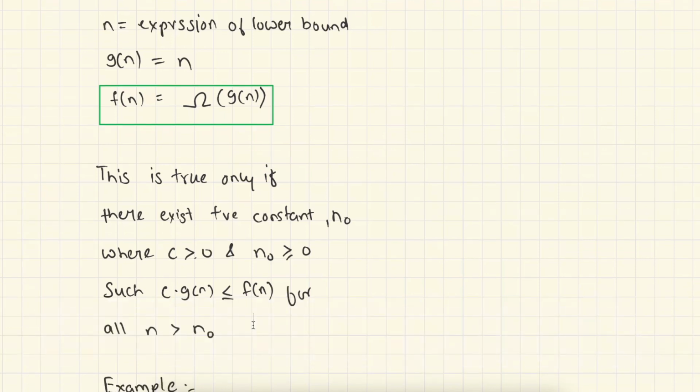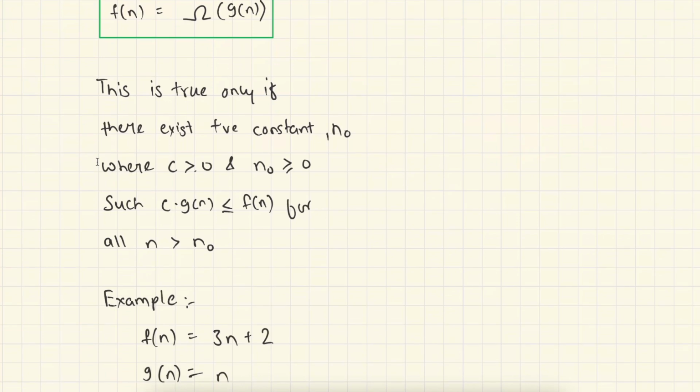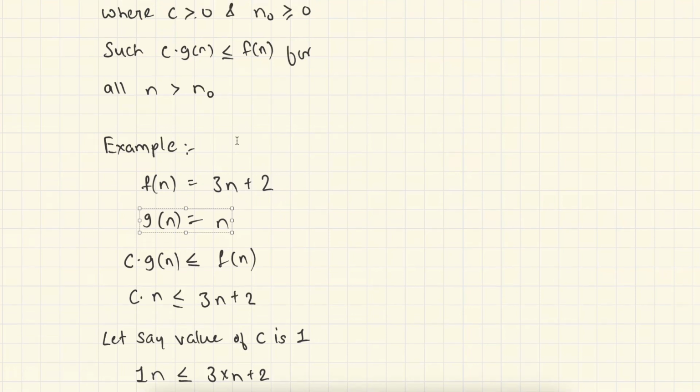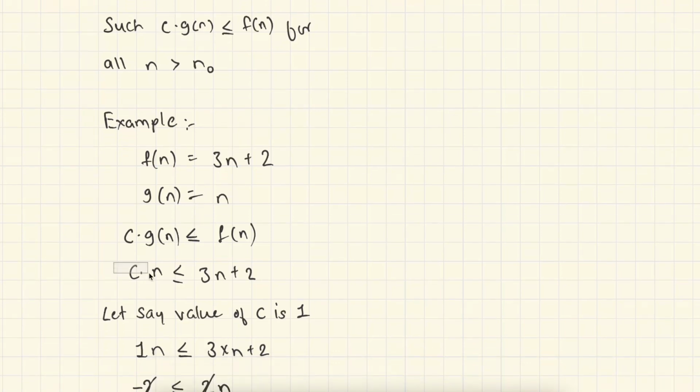So what does it mean? It means we can say that f of n is big omega of g of n only if this statement is satisfied. So basically we need to find the values of c and n naught. Let's see with an example. We have a function and the time taken by this function is 3n plus 2, and we have g of n. Now in this equation let's substitute the values of g of n and f of n. When we substitute, we get this statement: c dot n is less than or equal to 3n plus 2.